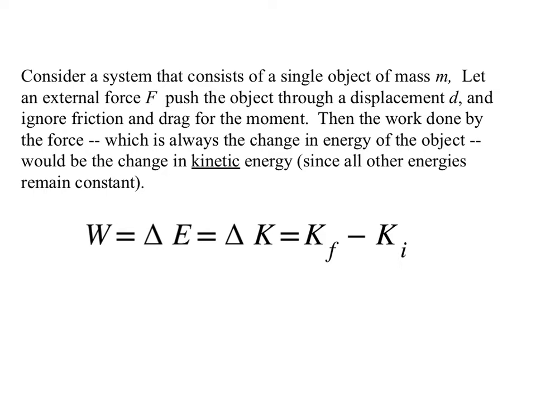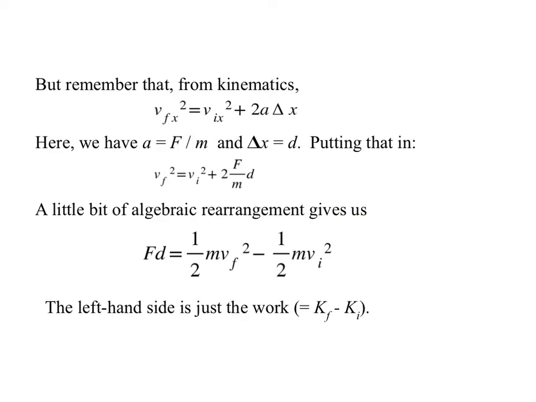Then the work done by the force, which is always the change in energy of the object, is the change in the kinetic energy, because all the other energies are remaining constant. That is to say that the work, which is delta E, is now delta K, which is the final kinetic energy minus the initial kinetic energy, because that's just what delta means. There's nothing special there. But recall from kinematics that the final velocity squared is the initial velocity squared plus 2 times the acceleration times the displacement.